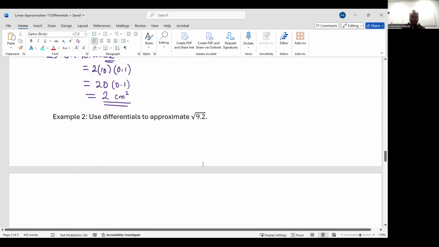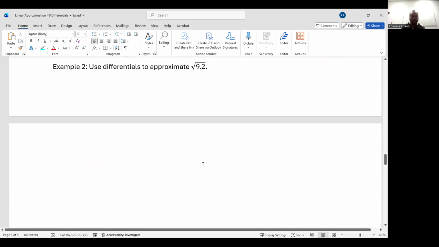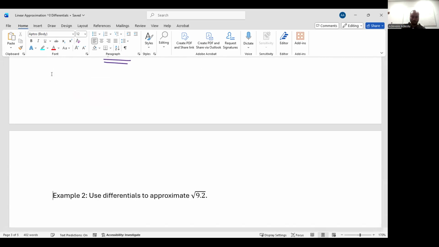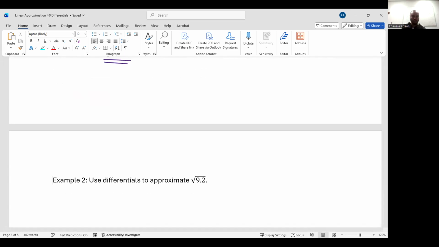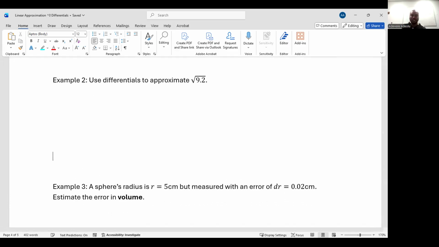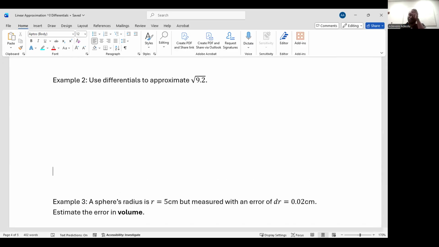All right. Use differentials to approximate the square root of 9.2. Square root of 9.2. So now how do we approximate this?